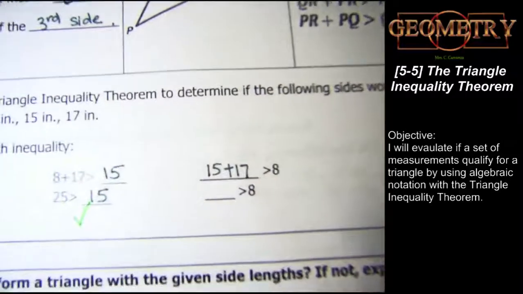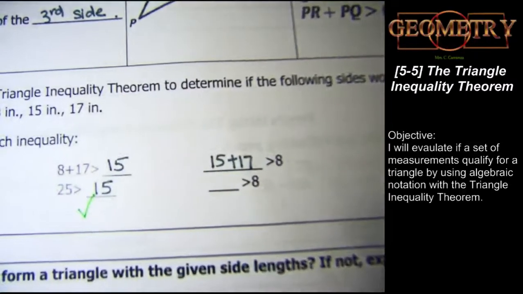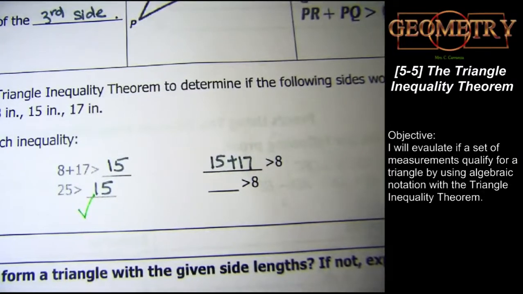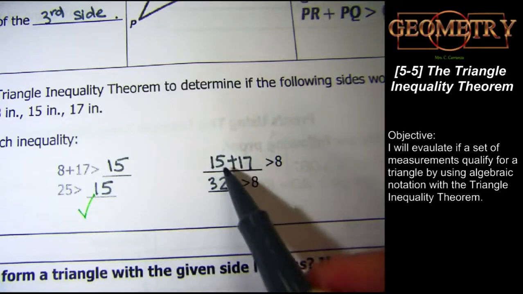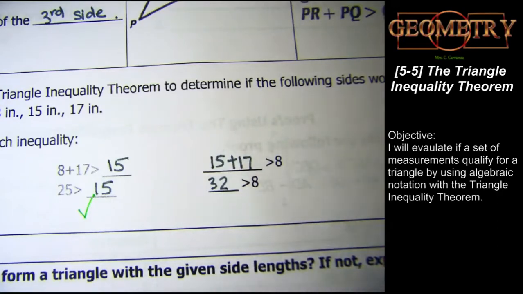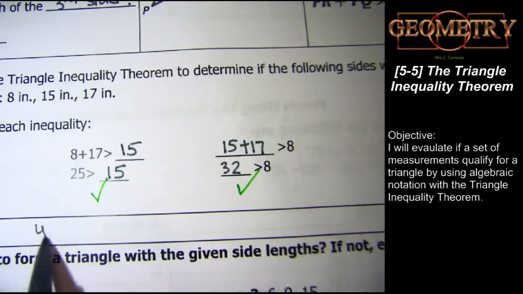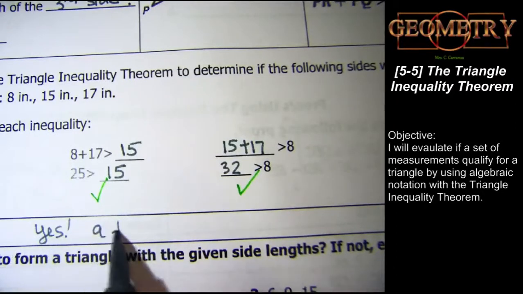Is 15 plus, what is 15 plus 17? 15 plus 17 is 32. Okay, and that is definitely bigger than 8. So you know what? Yes, this is indeed a triangle.